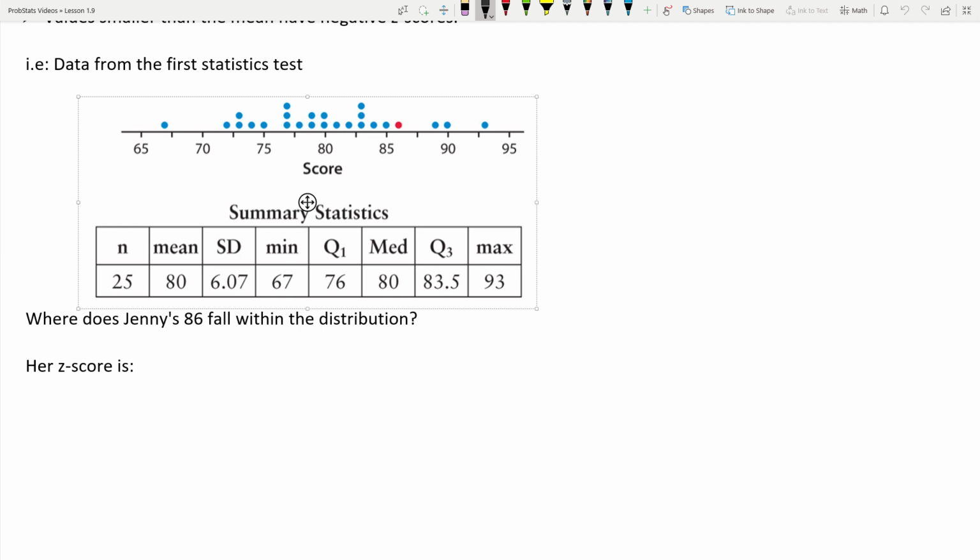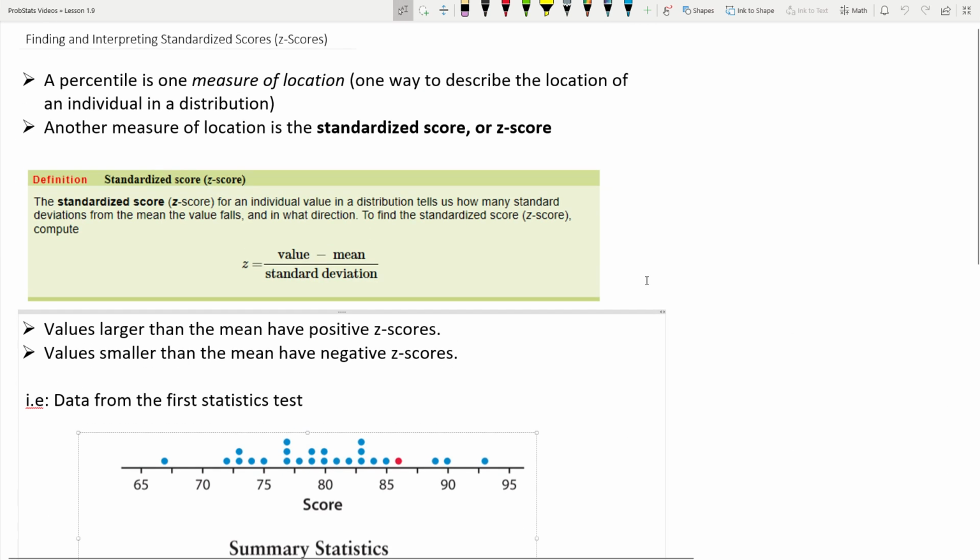All right, so the next thing we're going to be discussing is the standardized score, or the z-score. So a percentile, we mentioned, is one way to measure location, one way to describe the location of an individual relative to other points in a distribution. Another way to do this is the z-score. So the standardized score for an individual value in a distribution tells us how many standard deviations from the mean the value falls, and in what direction.